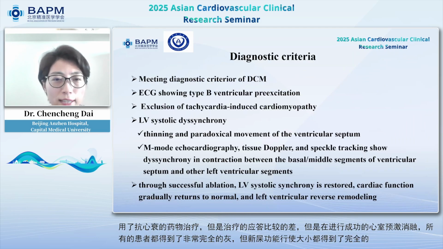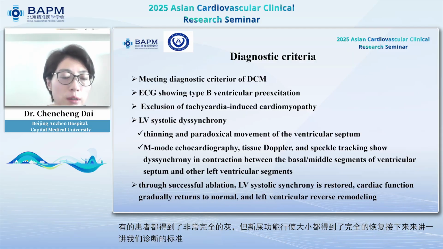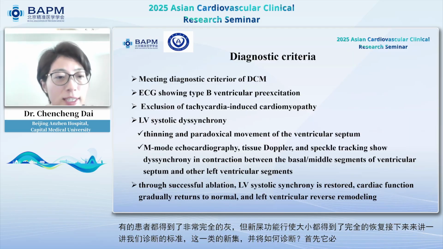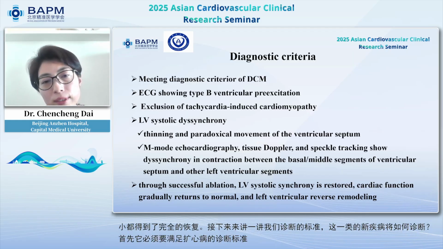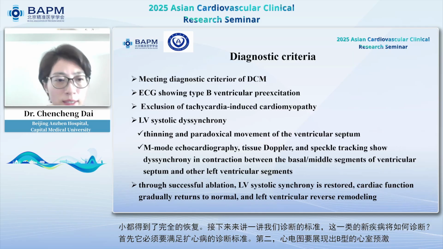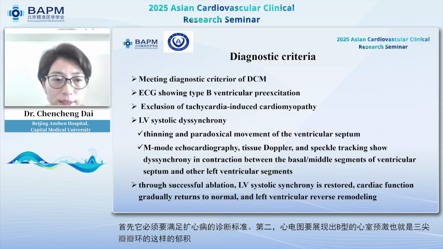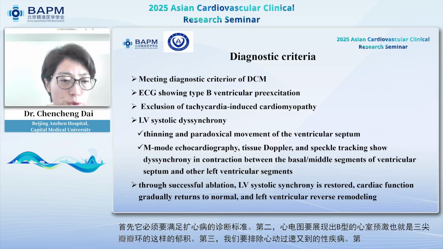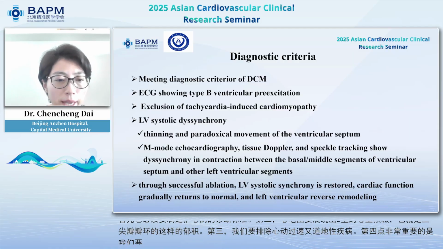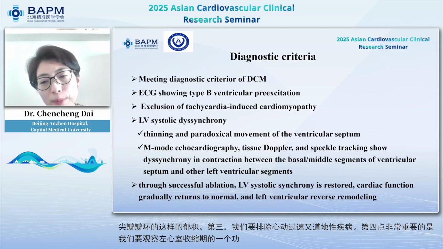Now let's come to the diagnostic criteria of this type of cardiomyopathy. First, it should meet diagnostic criteria for dilated cardiomyopathy. Secondly, ECG showed type B ventricular pre-excitation. That means the accessory pathway lies in the tricuspid annulus. Third, we should exclude tachycardia-induced cardiomyopathy. Fourth, it is very important: we can observe left ventricular systolic dysfunction by M-mode echo, tissue Doppler, and speckle tracking.